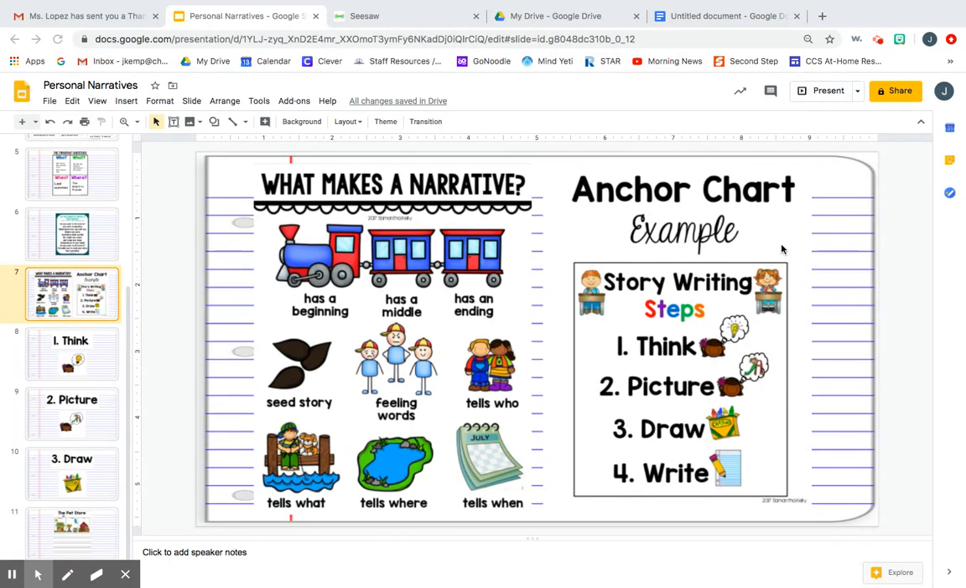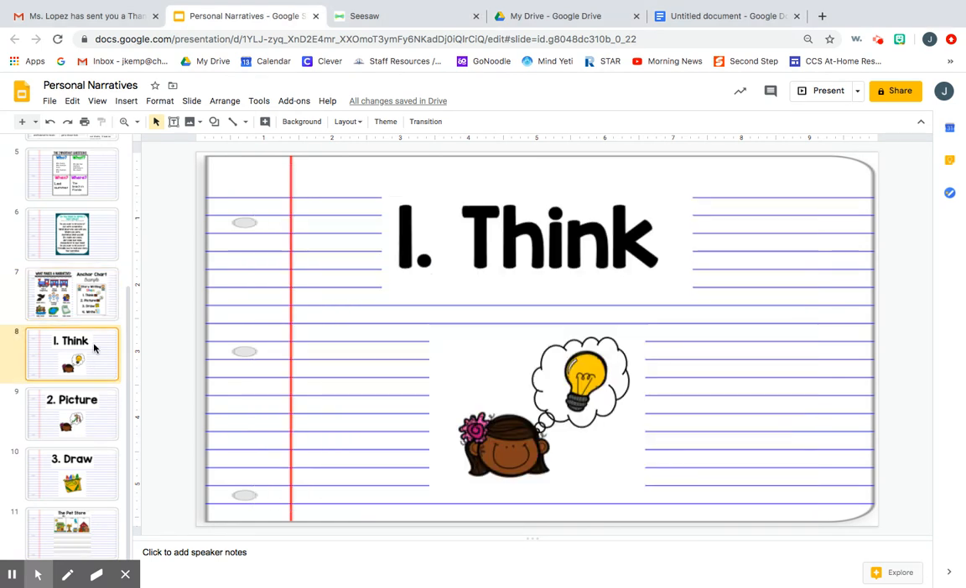Over here, I have an example of the steps that you need to take when you are writing a narrative. And I'm going to go into a little bit more depth. So you have to think, you have to picture, you have to draw, and then you have to write. So your first step, and you're going to do the first 3 steps today, is thinking.